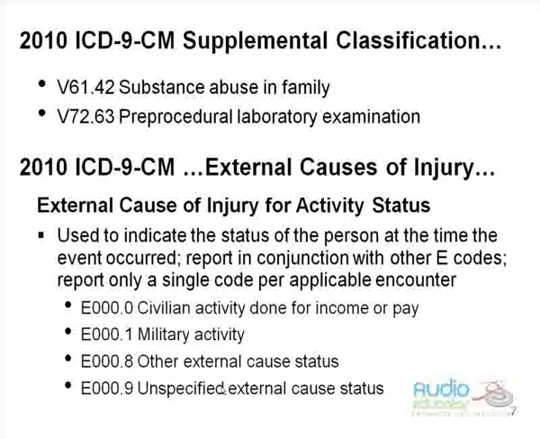And then we start into our E-codes. I'm not going to go over these individually, but look more at the sections. Many of these were at the request of our armed forces. They asked the National Center for Health Statistics to provide these codes so they can better track the injuries for our armed forces. Our first section is internal cause of injury for activity status, and it's really to indicate the status of the person at the time.